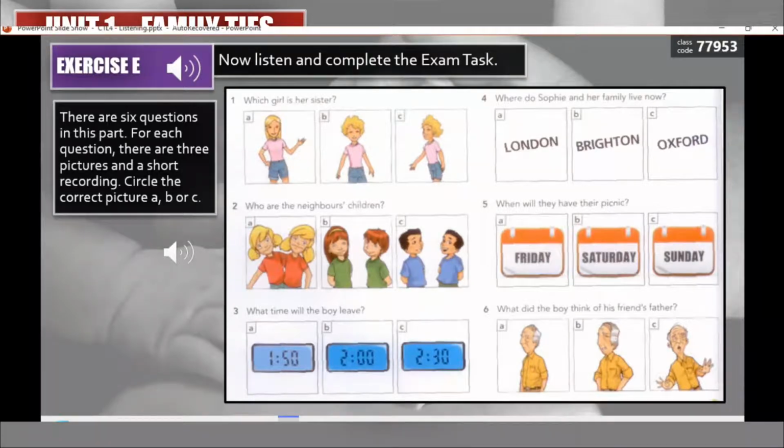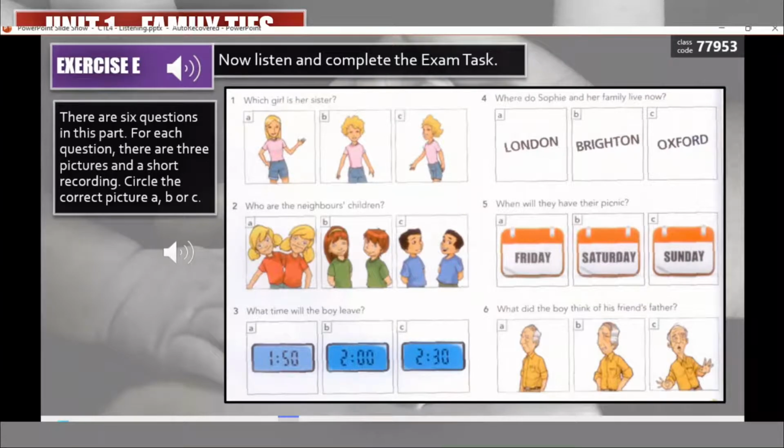3. What time will the boy leave? What time do we need to leave to collect Dad from the station? Well, his train is arriving at 2:30, and it takes about 40 minutes to drive there, so you should leave at about 1:50. Oh, I thought we were leaving just after 2. But you're right. We should give ourselves more time to make sure we're not late.